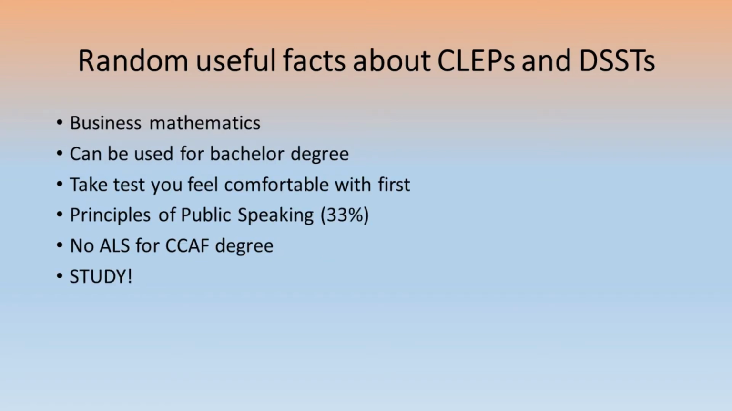At this time, I'd like to talk about random facts about CLEPs and DSSTs to be aware of if you are going to take these tests. If you need business mathematics for some reason, it will be the hardest test to take. On average, it has less than a 1% passing rate in the past 5 years. If you're going to college after completing your CCAF degree, CLEPs are more universally accepted than DSSTs at some colleges. However, DSSTs are counted as upper division credits at some colleges, where CLEPs are counted as lower division credits.